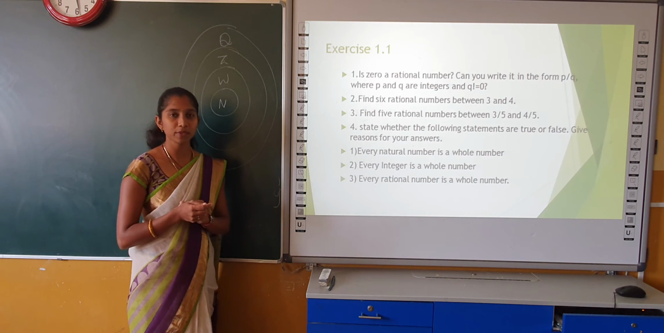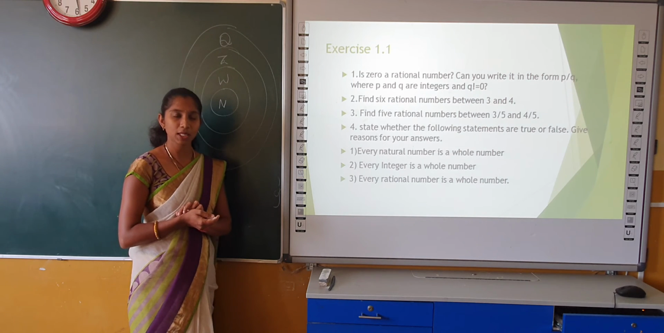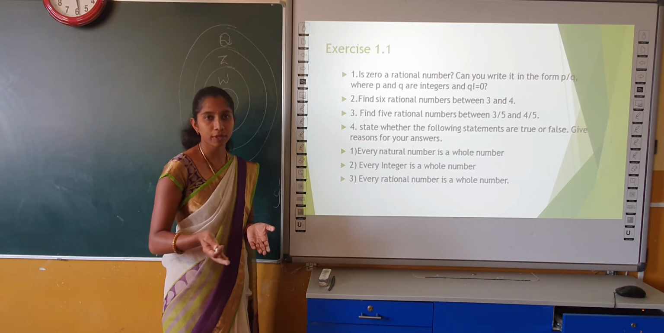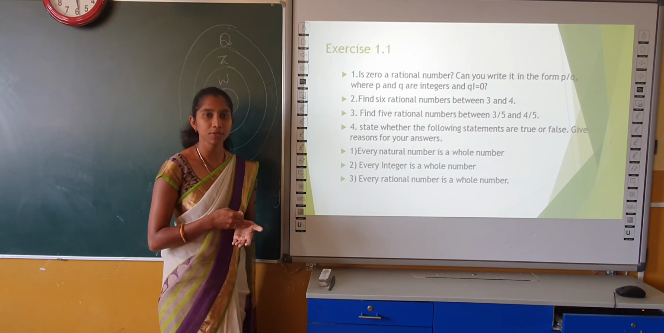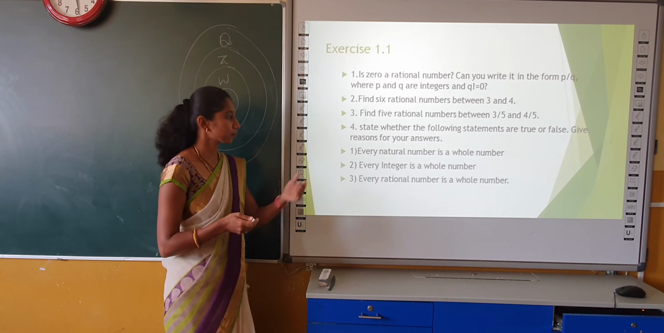For that you need to mention the reason also. What is the reason you can give? Integer means it consists of negative numbers. So you take minus 5. Minus 5 is an integer, but minus 5 is not a whole number.